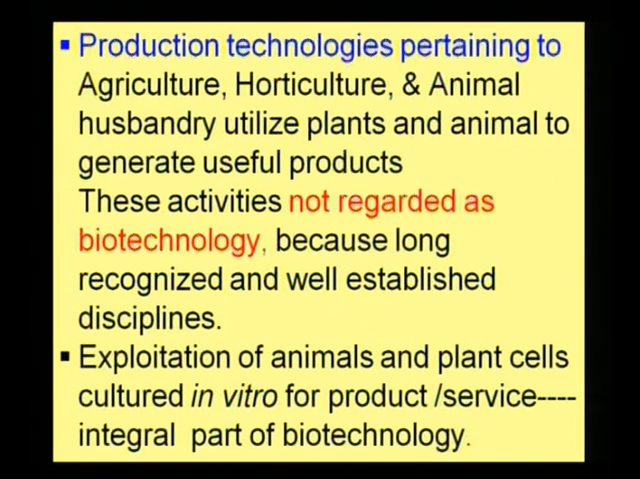Now, naturally we may have one question: the production technologies which are related to agriculture, horticulture or animal husbandry may utilize plants and animals. They also generate useful products, but they cannot be regarded as biotechnology because they are long recognized and well established disciplines. So what should be called biotechnology? Exploitation of animal and plant cell cultures in vitro for product or service is an integral part of biotechnology.